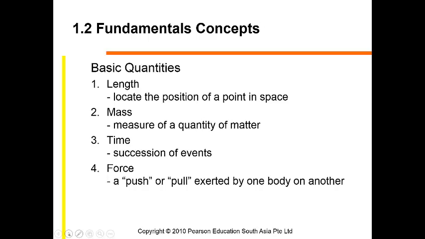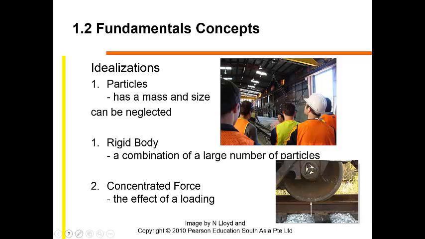The basic quantities that we use in engineering are length, mass, time, and force. It's important that you understand the definition of these basic quantities. When we're dealing with engineering, we have to make certain idealizations to apply the fundamental principles of equilibrium and Newton's laws. One of those idealizations is that a particle has a mass and size which can be neglected, and that a rigid body is a combination of a large number of particles.